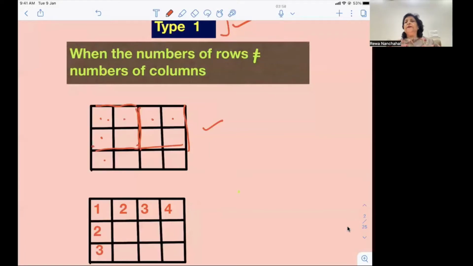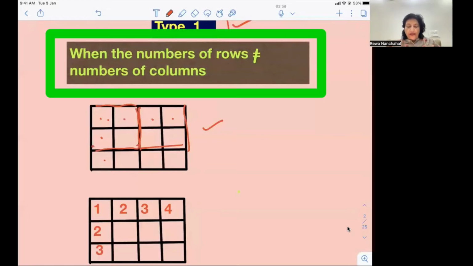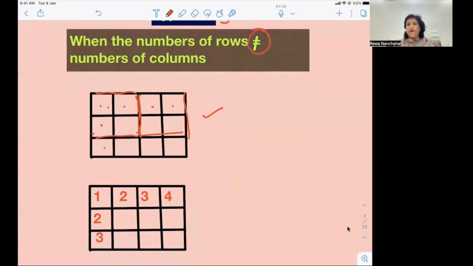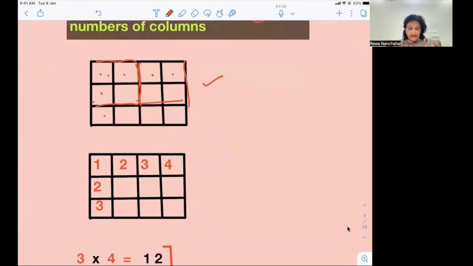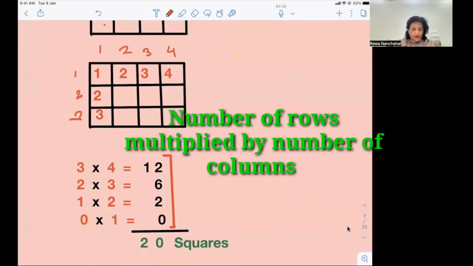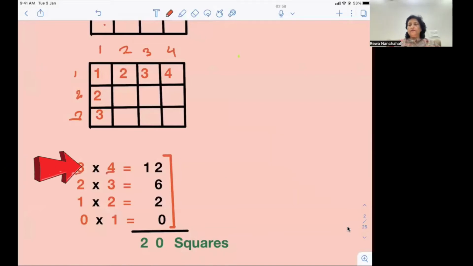Now let me tell you the trick how to find the number of squares. Now the first type is when the number of rows is not equal to the number of columns. Now let us see this one. The number of rows is 3: 1, 2, and 3. And the number of columns is 4: 1, 2, 3, and 4. Now how do you do it? First of all, number of rows multiplied by number of columns. So we have 3 rows and 4 columns in this figure. So 3 into 4 makes 12.